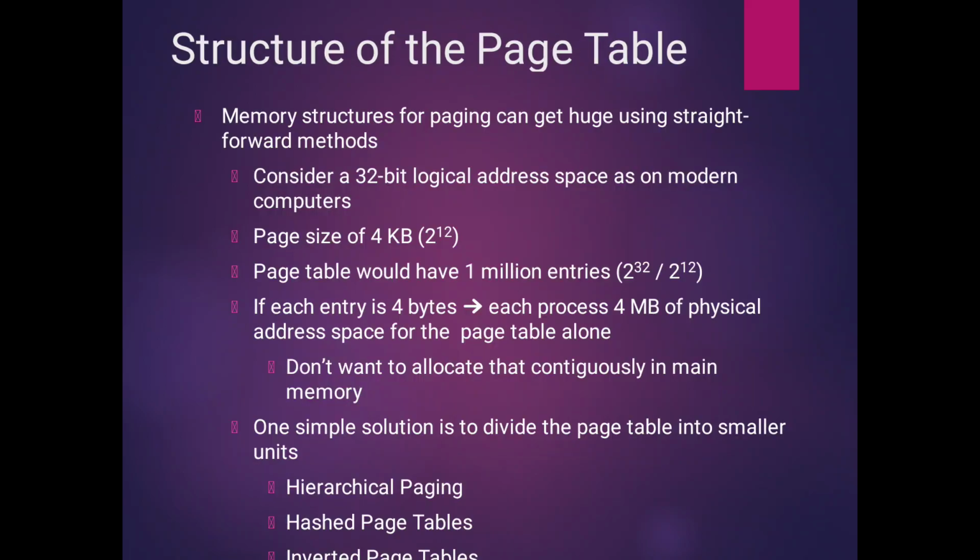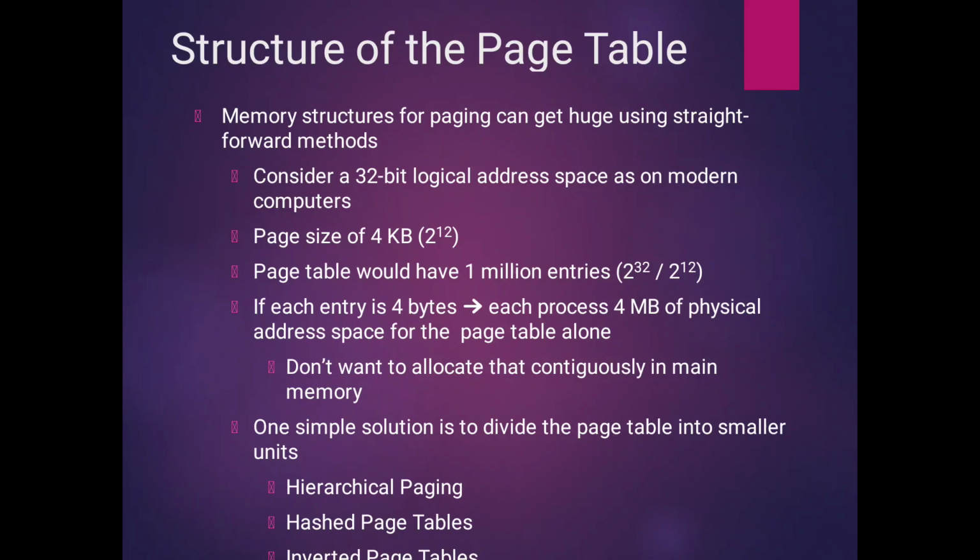The structure of page table. Memory structures of paging can get huge with straightforward methods. Consider a 32-bit logical address space as in a modern computer, with a page size of 4 kilobytes. The page table would have 1 million entries. If each entry is 4 bytes, each process needs 4 megabytes of physical address space for the page table alone. So we don't want to allocate that contiguously in main memory.